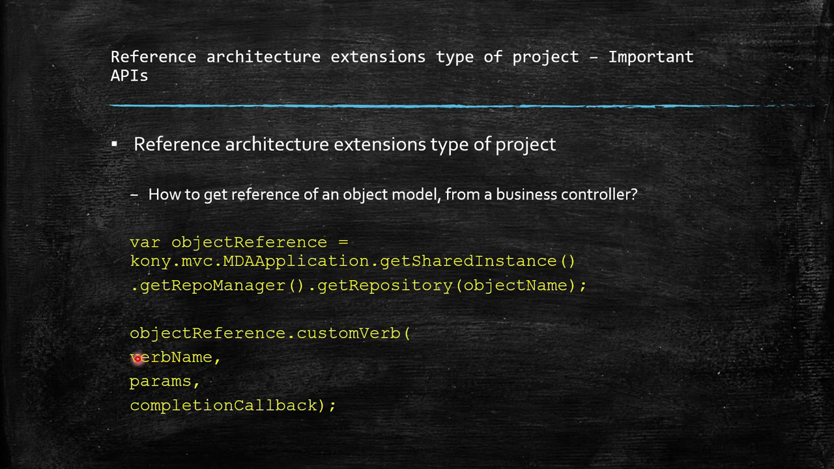You'll have to pass the name of the custom verb, the input parameters JSON object that the custom verb is expecting, and the completion callback function reference. This completion callback would get invoked once the business controller gets the response back from the fabric layer.